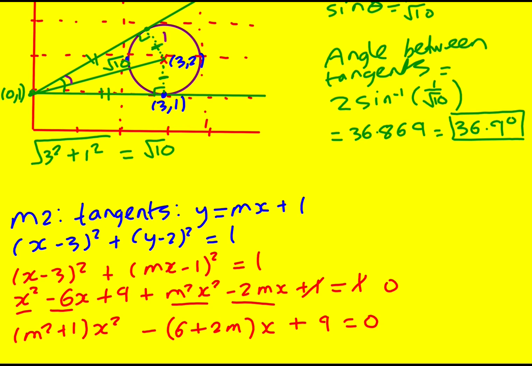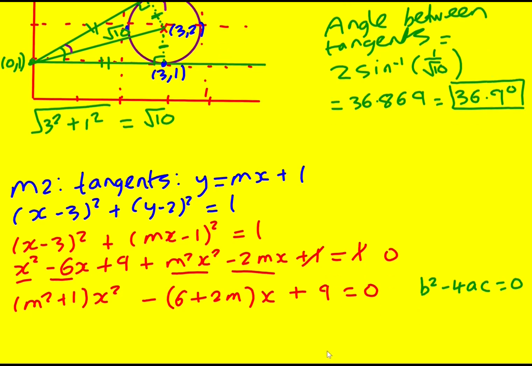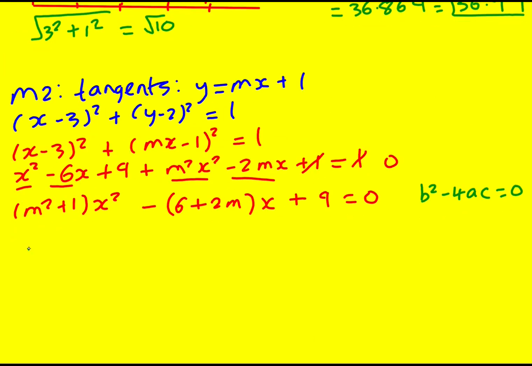Okay, so why have we done all this? We can't solve this directly because we don't know what m is, we don't know what x is, but we know it's a tangent. And that means that the discriminant for this equation is going to equal 0. There's only one solution for each value of m. Therefore, 6 plus 2m all squared minus 4 times m squared plus 1 times 9 equals 0.